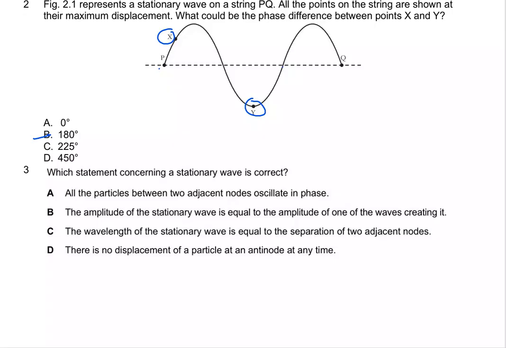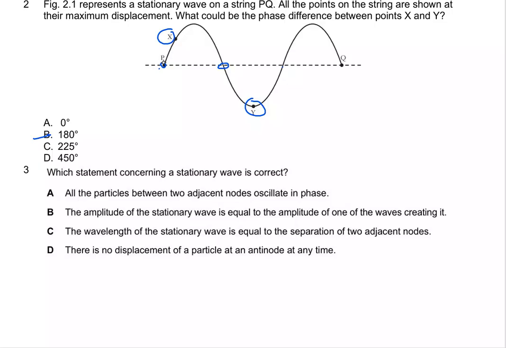So number 3: which statement concerning stationary waves is correct? All the particles between two adjacent nodes oscillate in phase. Where are two adjacent nodes? This is node and node, so they are adjacent nodes, the closest nodes. So all the particles here are going in phase.